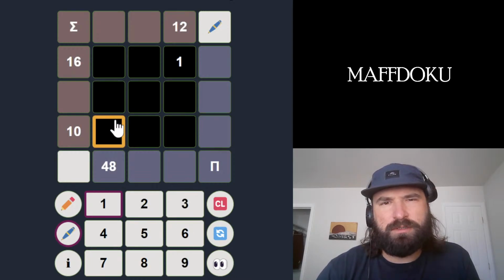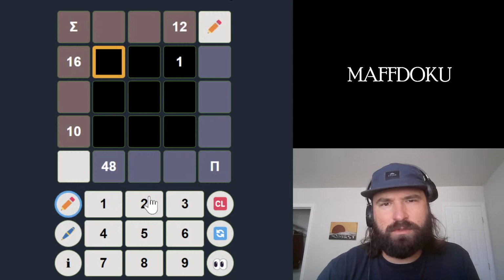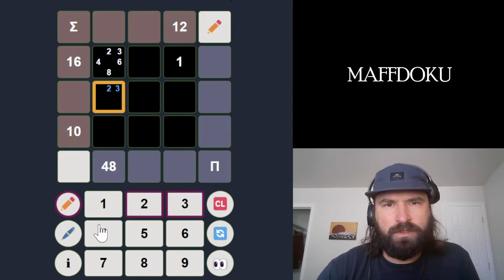But these numbers, I believe, 9 doesn't go into 48. We can't use the 1. So these numbers are 2, 3, 4, 6, or 8. Doesn't really seem like it's going to be all that helpful.